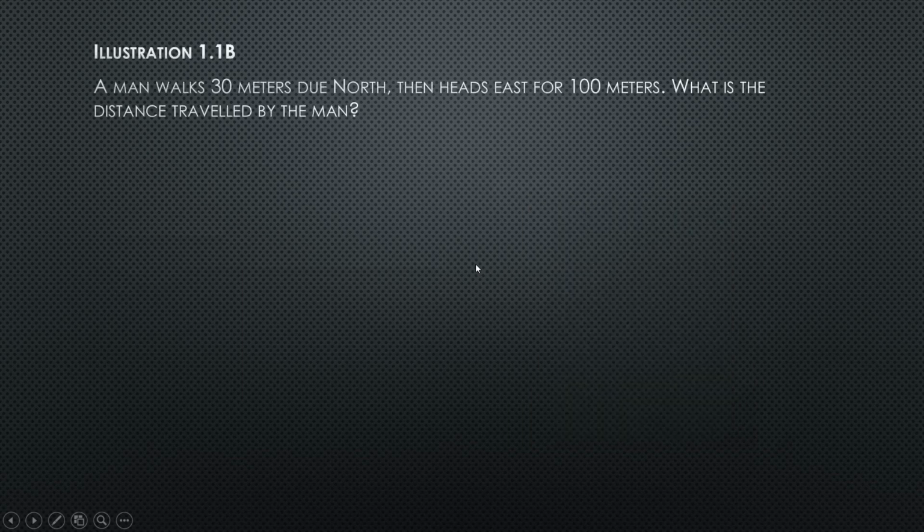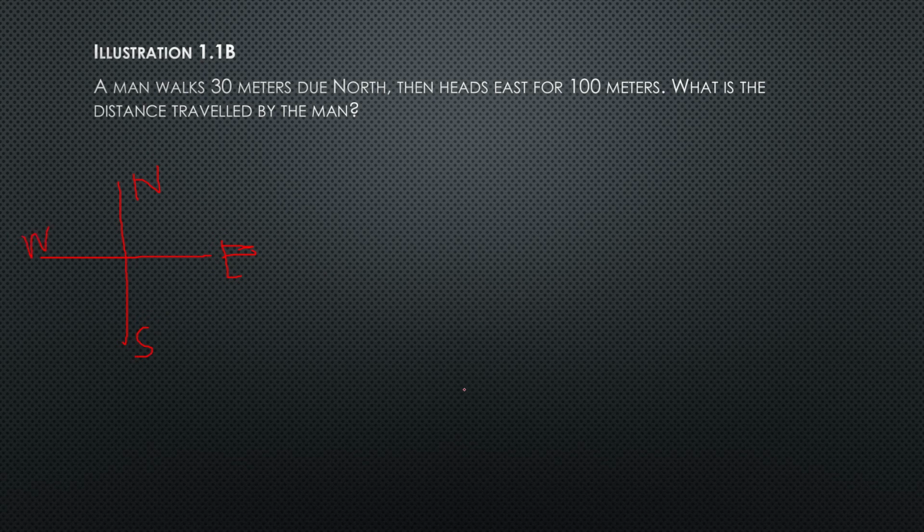So let us consider this illustration. A man walks 30 meters due north, then heads east for 100 meters. What is the distance traveled by the man? So let's illustrate the figure. You should be familiar with the directions. So let's say this will be north, and this is east, south, and that is the west.